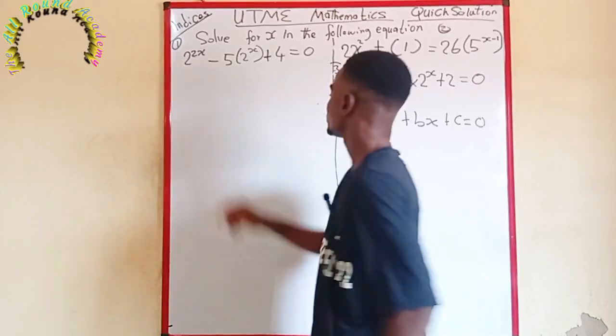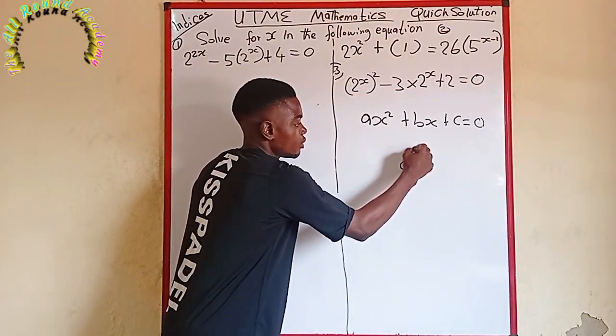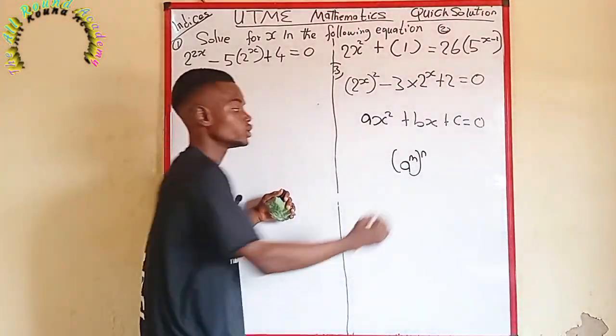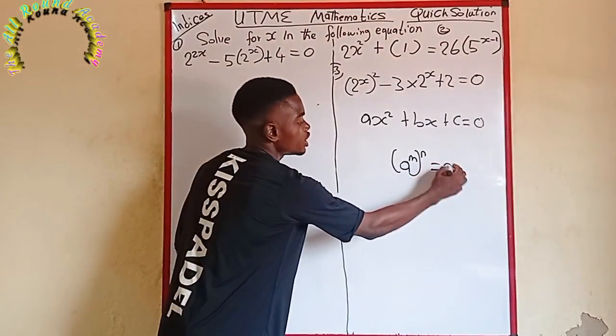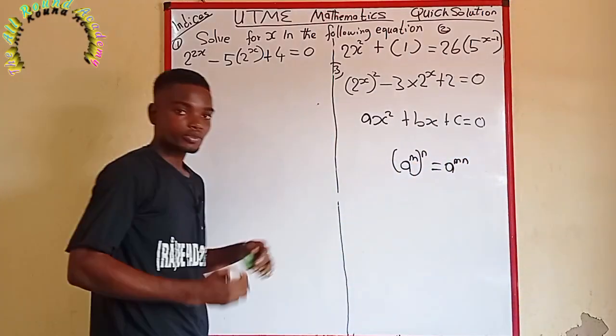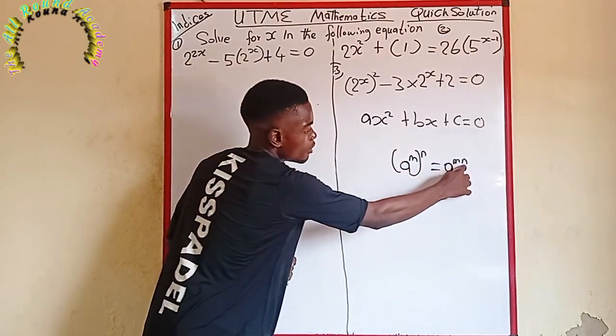All right. So how can I do that? Remember the law that says if a to the power m, all of this to the power n, this is the power rule. It is going to be equal to a to the power m multiplied by n. Here I have 2s, which is m times n.